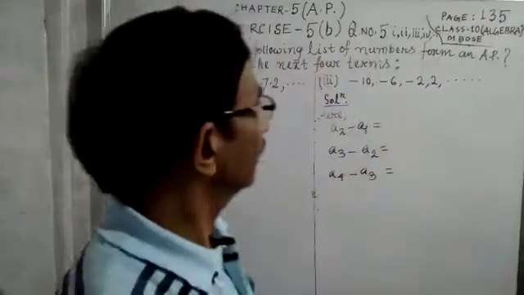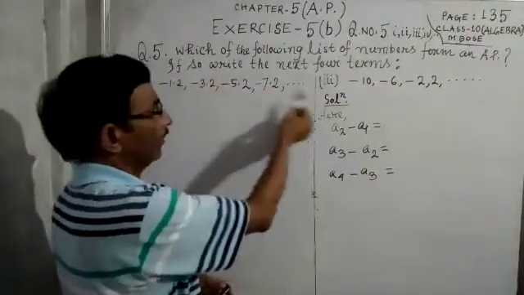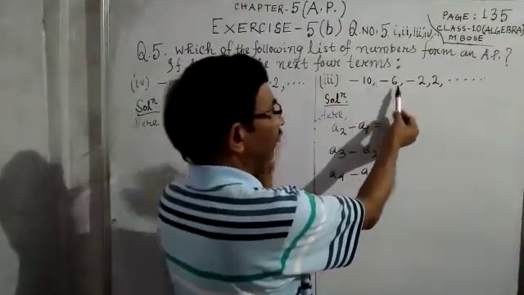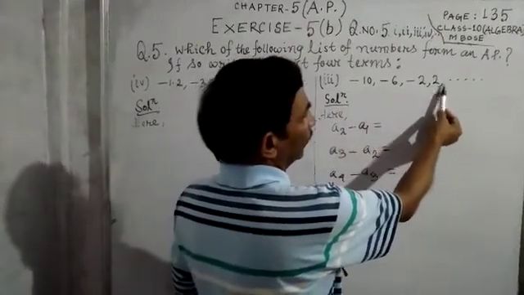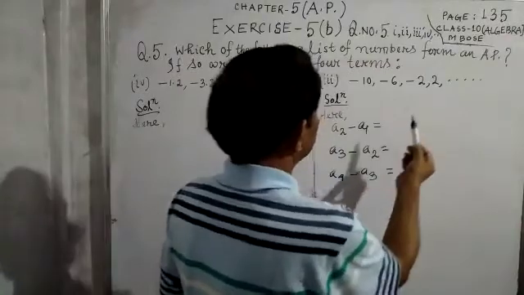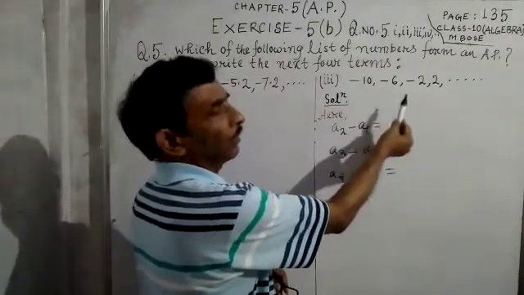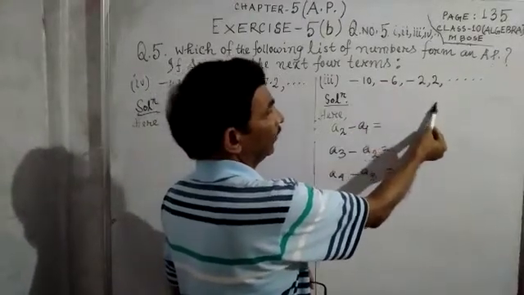So now is question number 3. This is question 5, sub number 3. Look at the list of numbers: minus 10, minus 6, minus 2, 2, and so on. What is the first term? A1 is minus 10, A2 is minus 6, A3 is minus 2, A4 is 2.